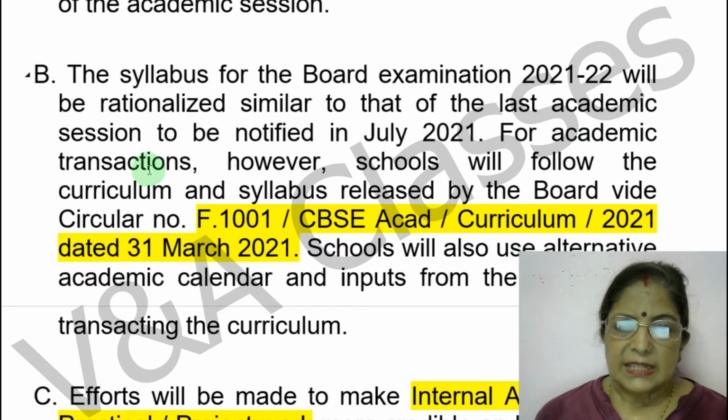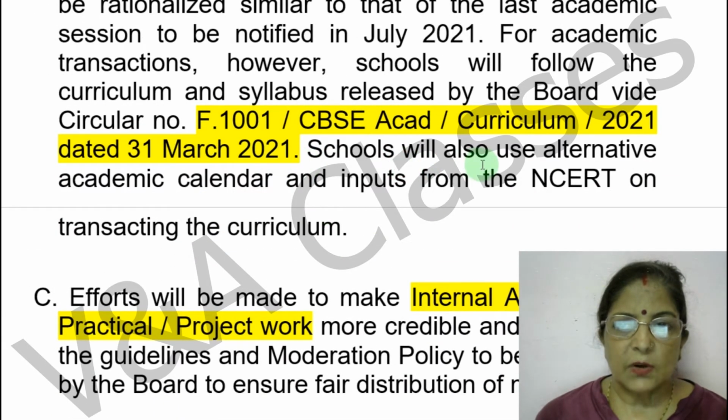For academic transactions, however, schools will follow the curriculum and syllabus released by the board vide Circular number F1001/CBSE/Academic/Curriculum/2021 dated 31st March 2021. Schools will also use the alternative academic calendar and inputs from the NCERT on transacting the curriculum.